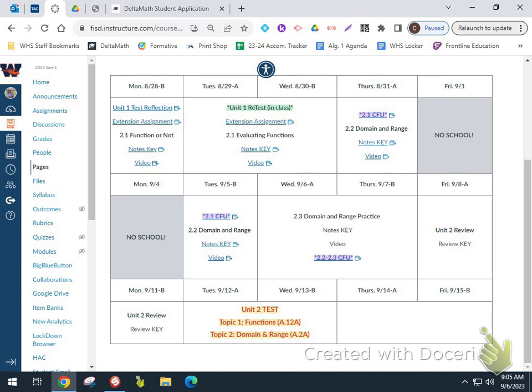We actually have pushed our tests back a day. So we're going to focus, again, one more full day on domain and range, try to get all of our Delta Math done, take a check for understanding at the end, kind of see how we do, and then that gives us a full day of review on Friday for you guys. And then we'll have the test next week on Tuesday and Wednesday for B-Day. So that's what we're doing.